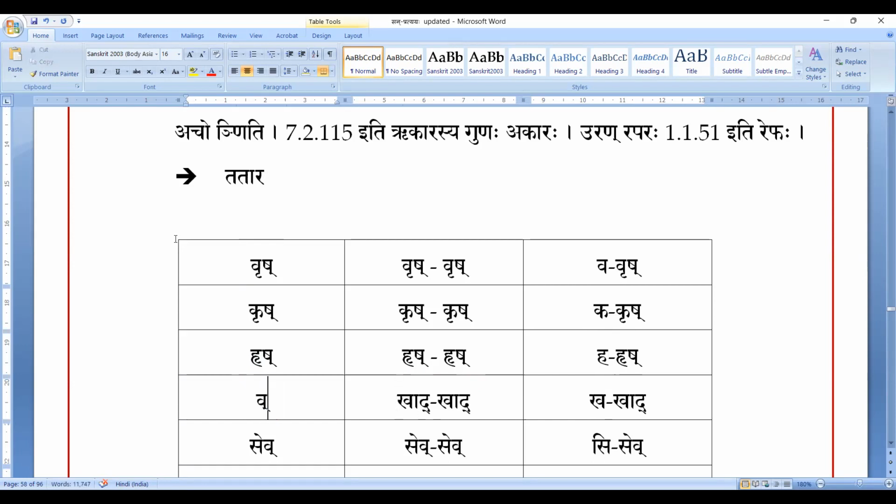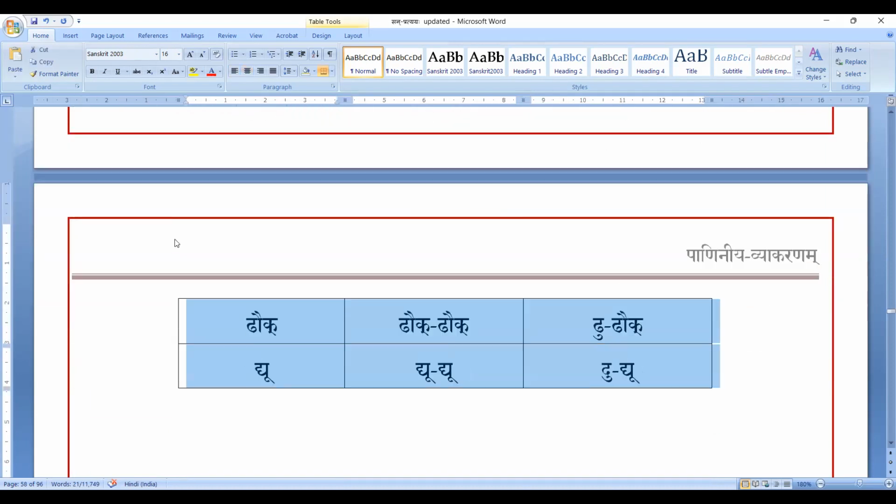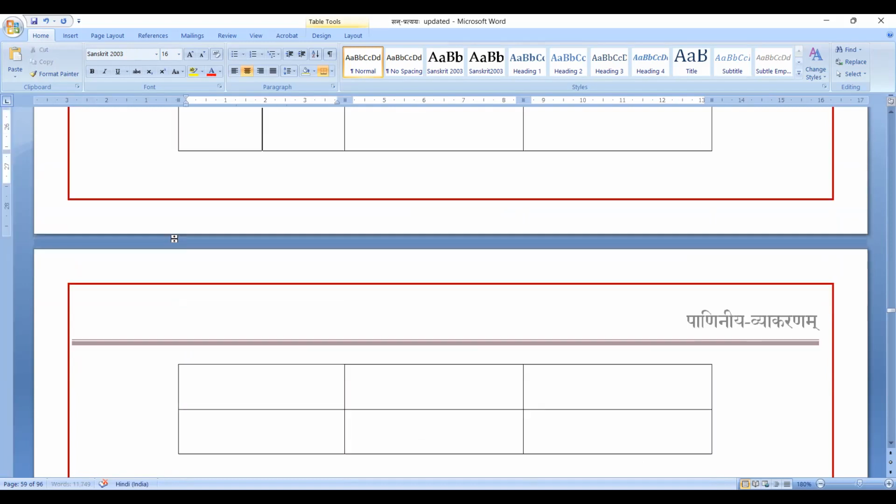Then similarly, we have Vrit Dhatu. Vrit, then Vavrit. It is Var and Repa goes away, Haladi Sheshaha, Vavrit. Okay, and some more, if we find, we'll add that later.